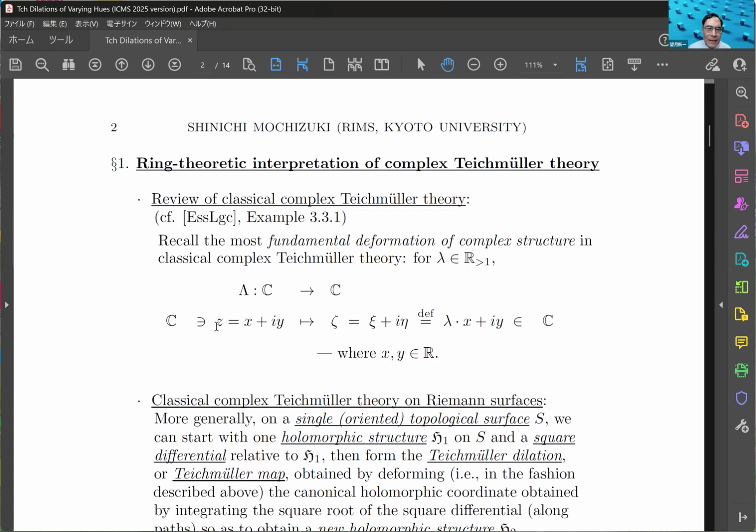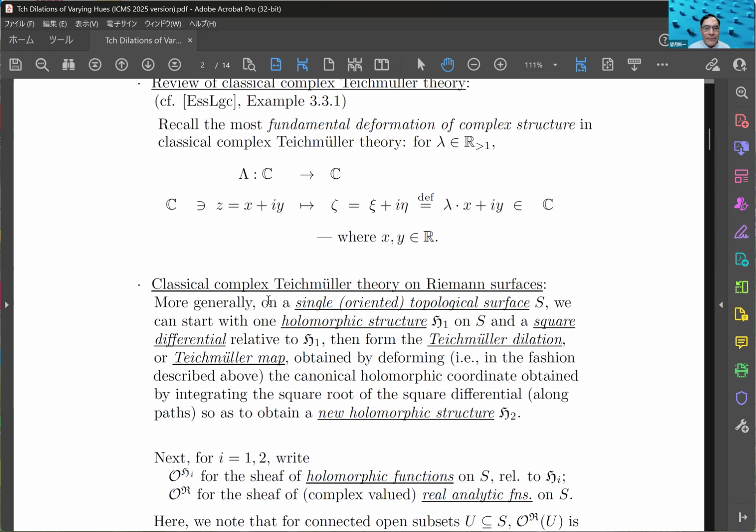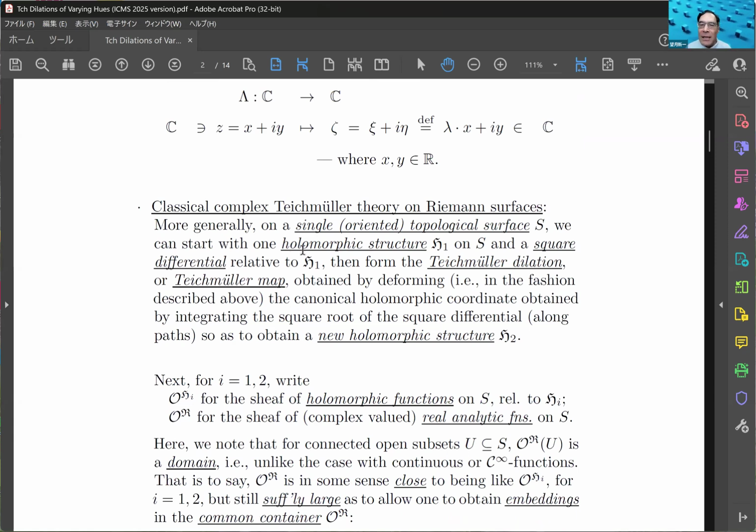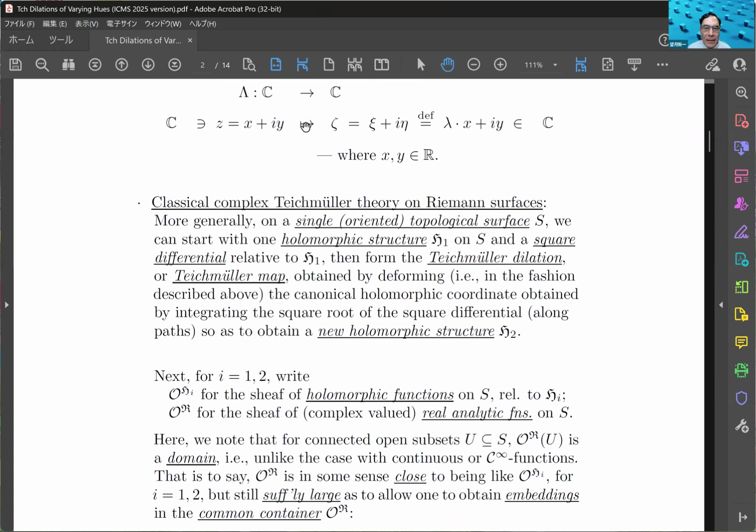Right, so the complex structure, the holomorphic structure relative to this coordinate z, is different from the holomorphic structure given by zeta, even though you can think of them as both being functions on the same underlying real analytic manifold. More generally, on a Riemann surface, if one starts with a single oriented topological surface S, we can start with a holomorphic structure H1 on S and a square differential relative to this holomorphic structure, and then form the Teichmüller dilation, or a Teichmüller map, obtained by deforming, in the fashion described above, the canonical holomorphic coordinate obtained by integrating the square root of the square differential along various paths on the surface, so as to obtain a new holomorphic structure. So this is the most classical definition of a Teichmüller map.